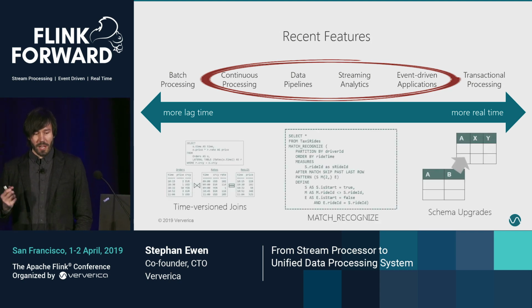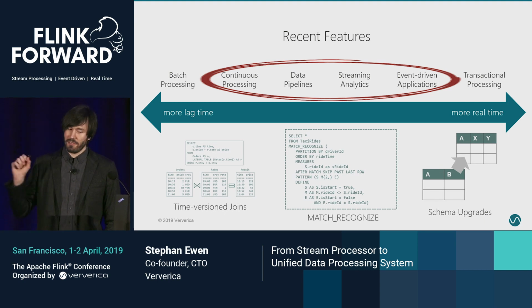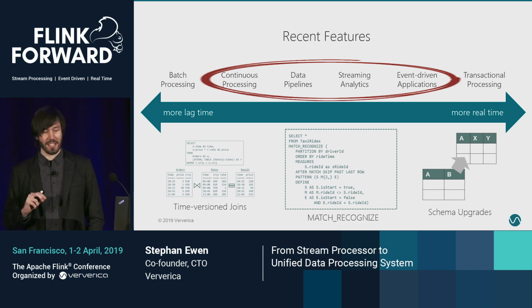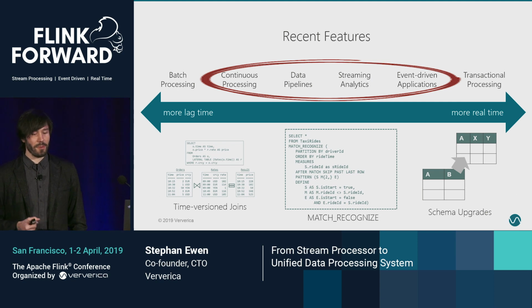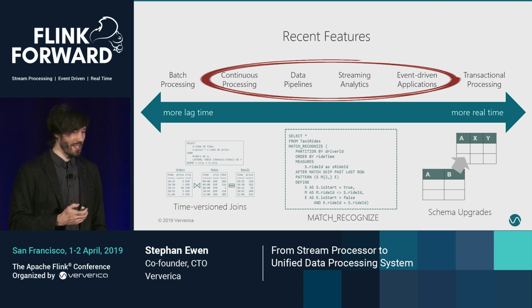Just some examples: if you look at the latest released version, which is 1.7, and 1.8 is probably coming out any day now, some of these features were time version joins, match recognize, and schema upgrades for stateful processing. These are all features that make people's life easier in those use cases.